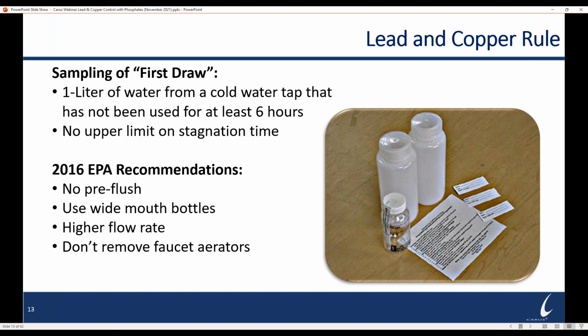Now in 2016, the US EPA had some recommendations which are going to be in the new revised rule. They recommended no pre-flush, so no flushing the tap the night before you pull the sample the following morning. They asked to use wide mouth sample bottles, and the new proposed rule talks about those as well. The idea is that you can pull a sample at the full flow velocity out of your faucet, so open the faucet fully so you're flushing at the highest velocity out of that tap. They also recommended not removing the faucet aerators or their screens because they could trap lead particulate, and you want to operate them normally how a customer would.